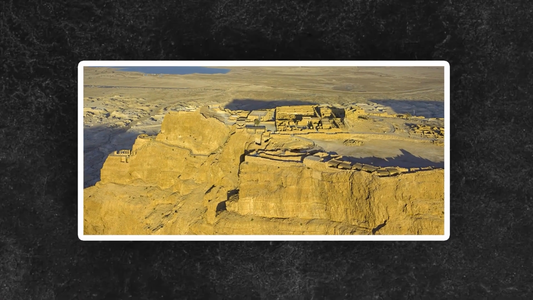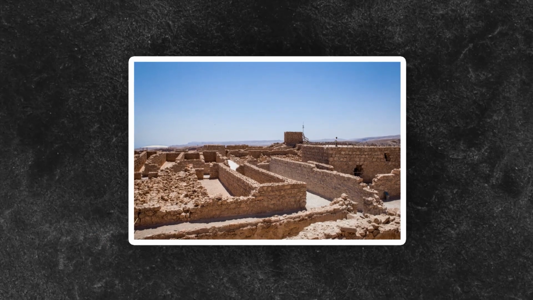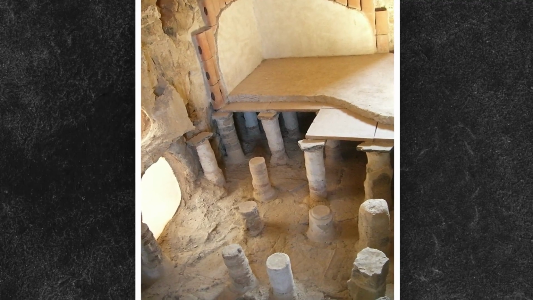In terms of buildings, there were the defenses, 2 palaces, residential houses, storehouses, Roman-style bathhouses, and a synagogue, as well as those waterworks I mentioned before and that earthen ramp.